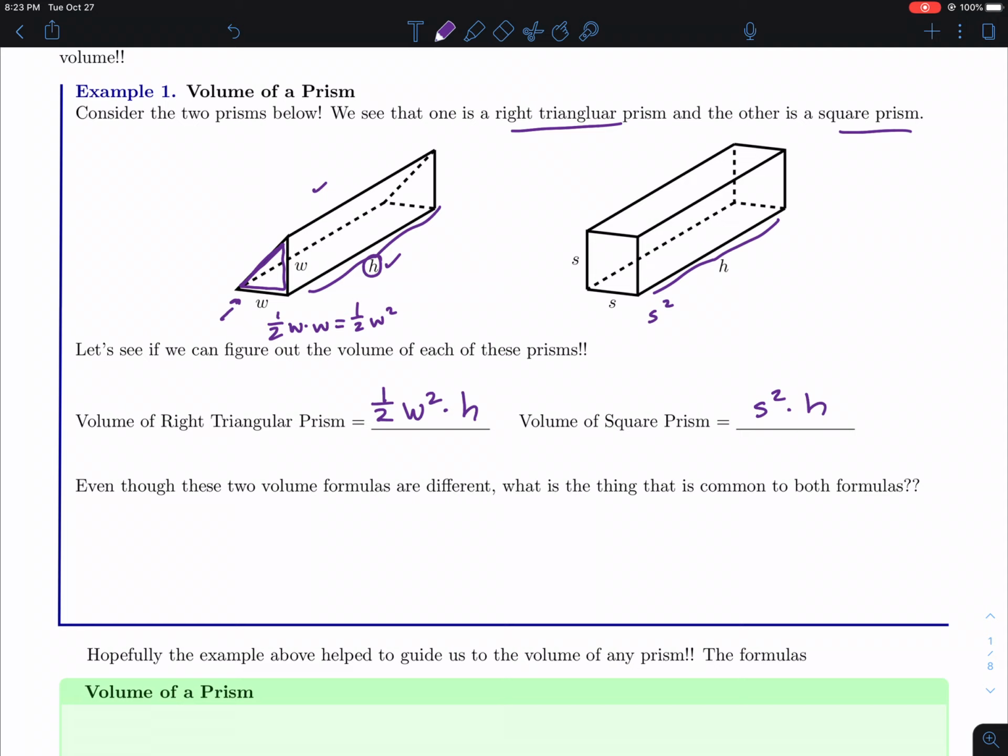But the goal is we want to write this as generically as possible so that it applies to any shape out there. Hopefully you notice one of the two things that we have in common is, of course, they're both multiplied by the height of our three-dimensional solid. But the other part is just the area of the base for each of these. This is the area of the base of a triangle.